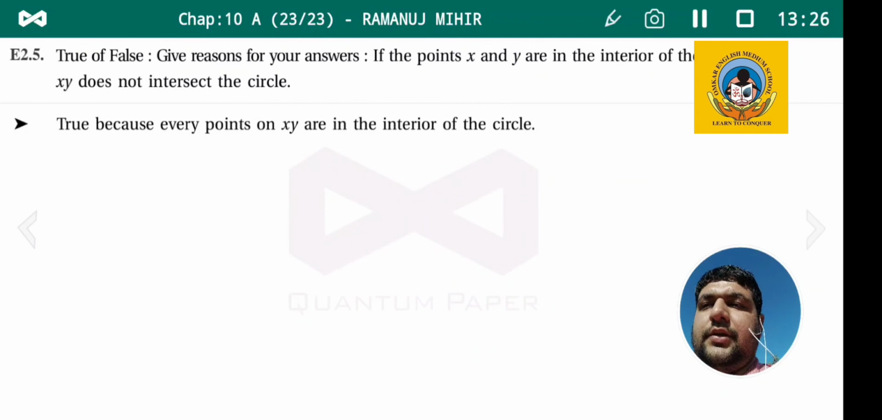Now the last question. If points x and y are in the interior of the circle, then xy does not intersect the circle. True, because every point on xy is in the interior of the circle, so it will not intersect the circle.